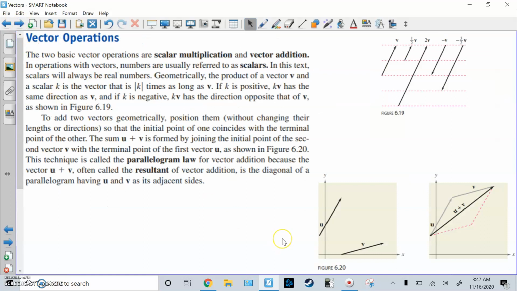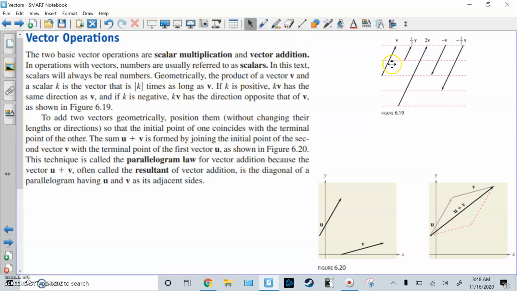Alright, vector operations. There are two things we can do. We have scalar multiplication and vector addition. Scalar multiplication is very easy. You just multiply by a constant number. It's basically a dilation. You just multiply that number times the original vector.